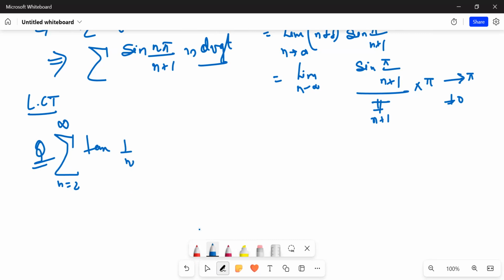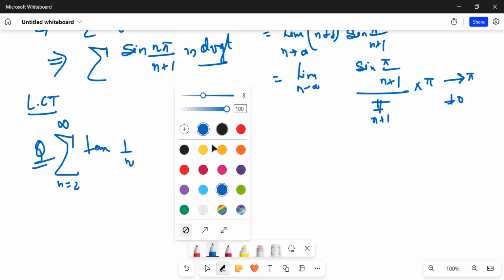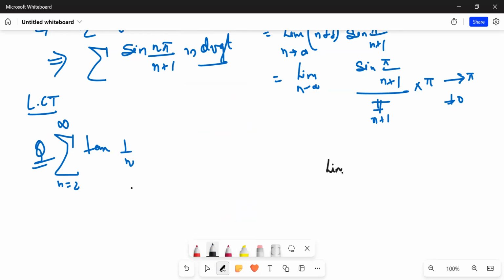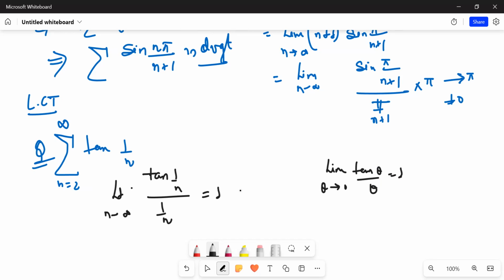See, what I'll do, I'll compare it by 1 upon n. So remember, limit theta tends to 0, tan theta upon theta is also equal to 1. So what I can do, I will compare it by 1 upon n. So tan of 1 upon n divided by 1 upon n, limit n tends to infinity, this will come out as 1, certainly non-zero, since summation 1 upon n is divergent. So therefore, summation tan of 1 upon n is also divergent.